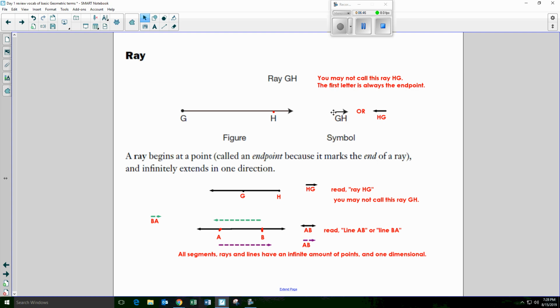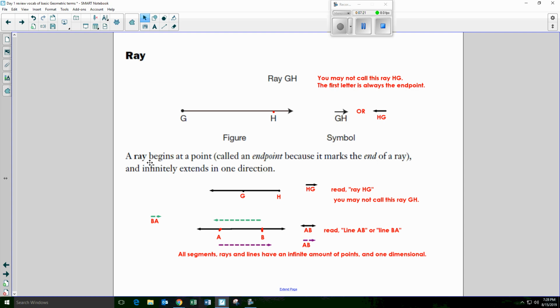Most people write it this way, drawing the arrow to the right. But if you like to draw your arrow to the left, then your endpoint is over here on the right side. That's the same endpoint, G, so G has to be right here underneath this endpoint, and it goes through H forever. So it can be written either way. This one is the most common way, but both of these are right, just in case you see this on a multiple choice quiz or test. Those are the same thing. You may not call it ray HG because H is not the endpoint and it doesn't go through G forever.